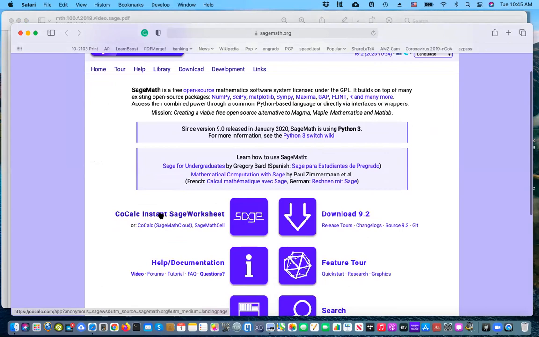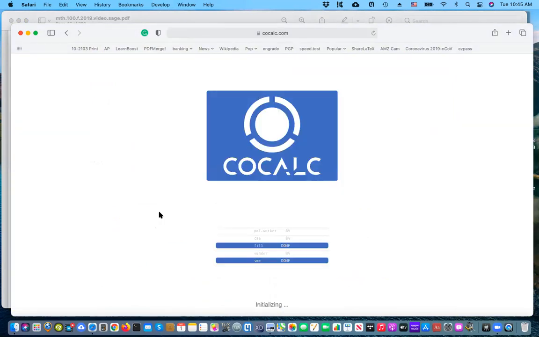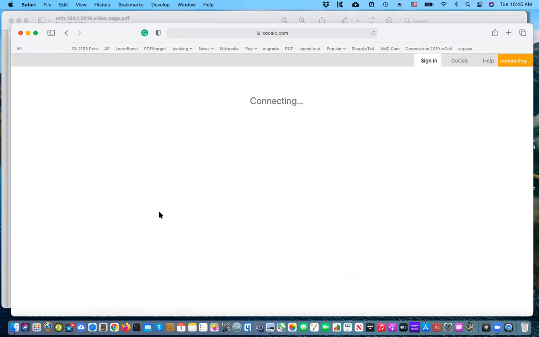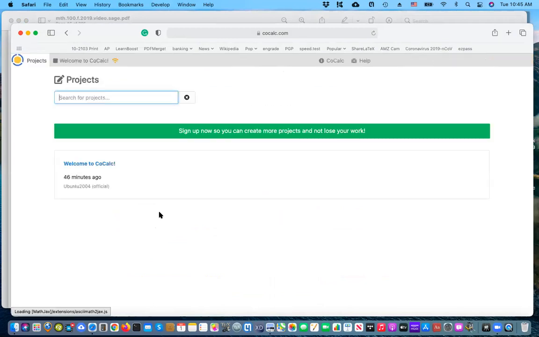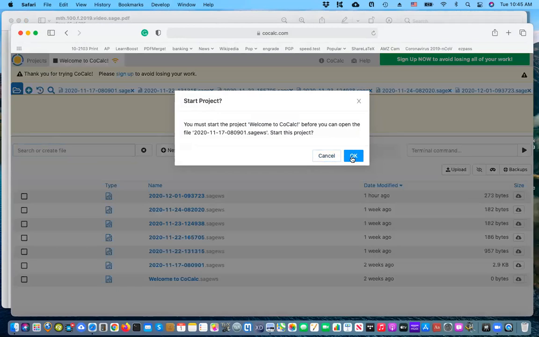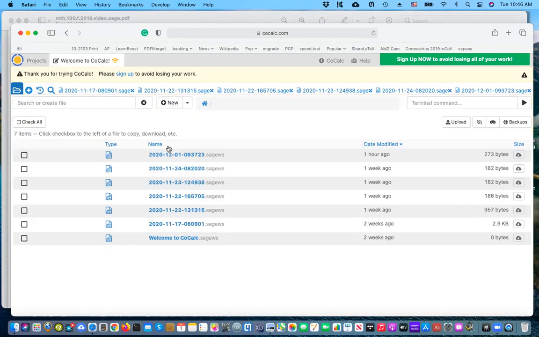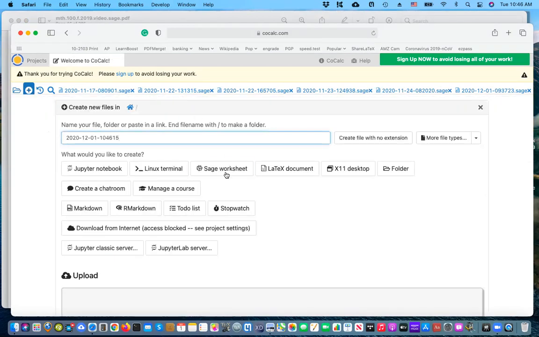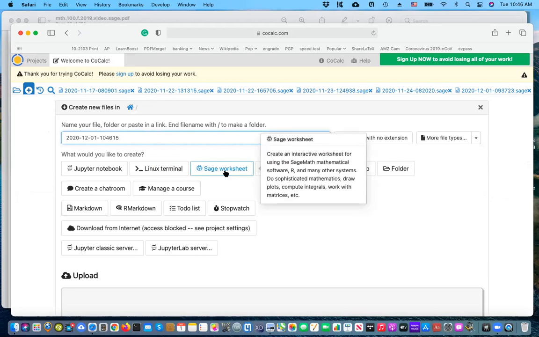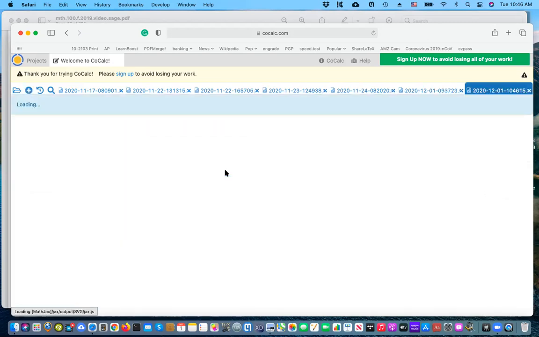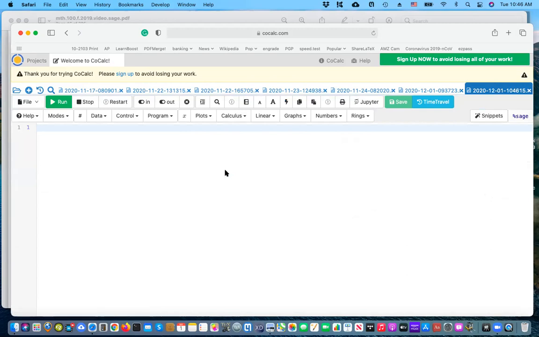So I'm going to go to CoCalc again and wait for it to launch. I was here 46 minutes ago. Click on that. Okay, don't worry about this stuff here. I want to do a new worksheet. I'm going to click the new button, and I want to create a Sage worksheet. It's going to open up. Looks like a word processor, right?